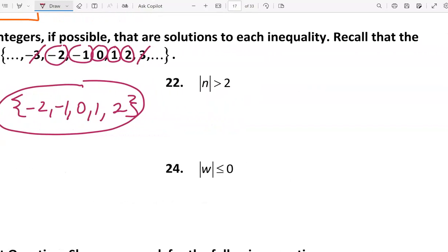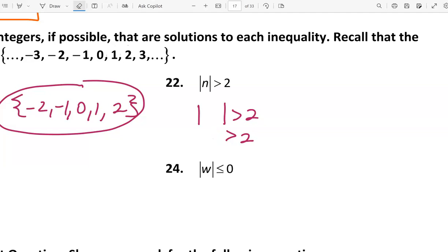All right, let's check out the next one. The absolute value of n is greater than 2. All right, let's try some values here. Let's try negative 4. The absolute value of negative 4 is 4. 4 is greater than 2. That one works.